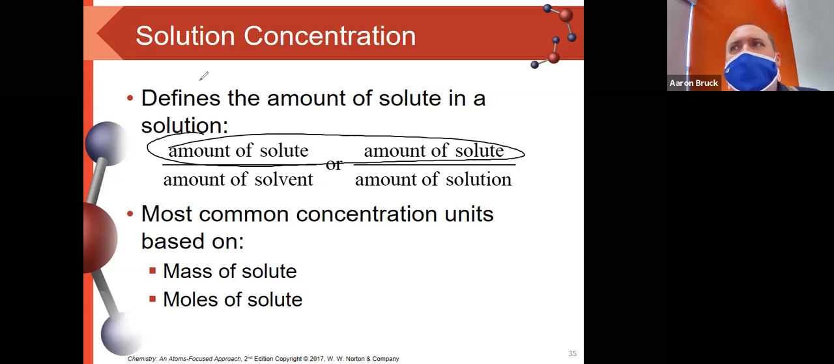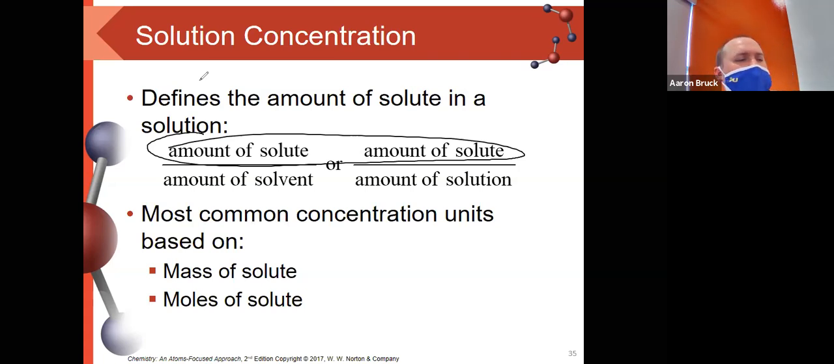Virtually every concentration unit that we can think of is a ratio unit, meaning it's got a numerator and it's got a denominator. The numerator is always based on the solute, or at least 90% of the time is based on the solute. In chapter 11, we'll talk about a unit that actually uses solvent in the numerator. That's kind of a rarer circumstance. Most of the time, it's the solute in the numerator.